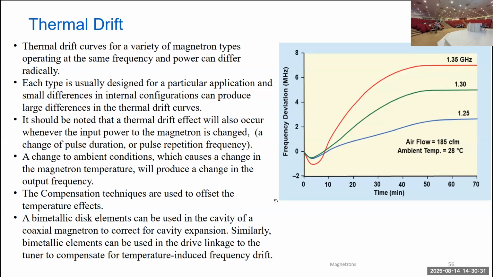Compensation techniques are used to offset these temperature effects. A bimetallic disc element can be used in the cavity of a coaxial magnetron to correct the cavity expansion. Similarly, bimetallic elements can be used in the drive linkage to the tuner to compensate for temperature-induced frequency differences.